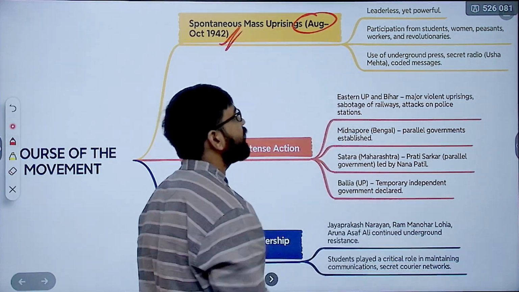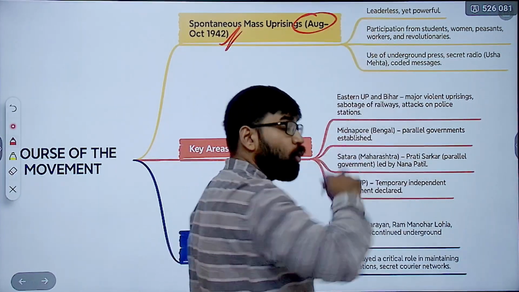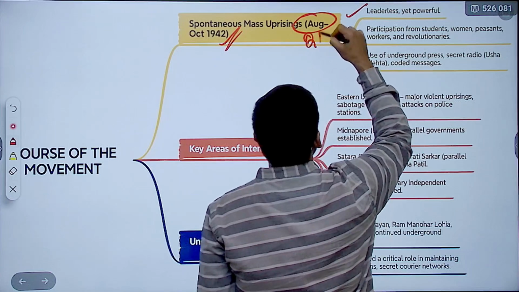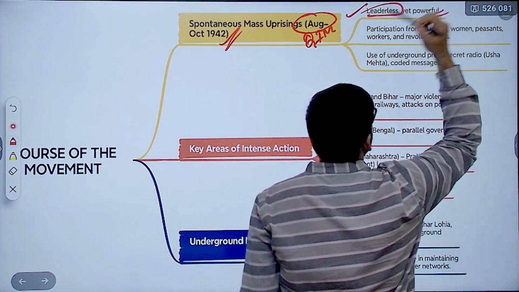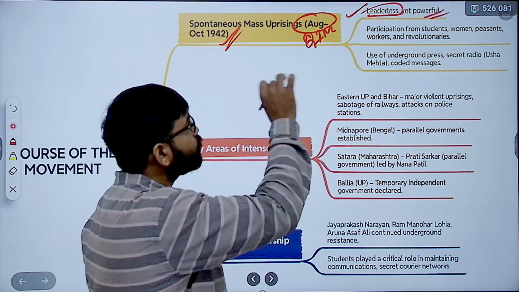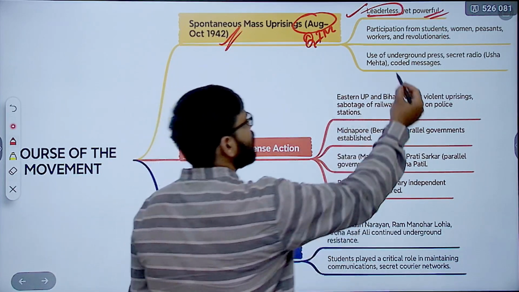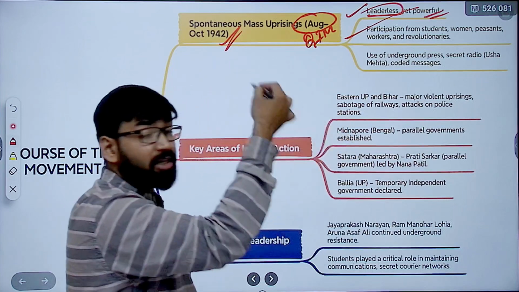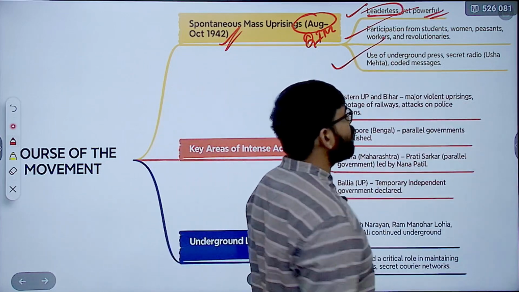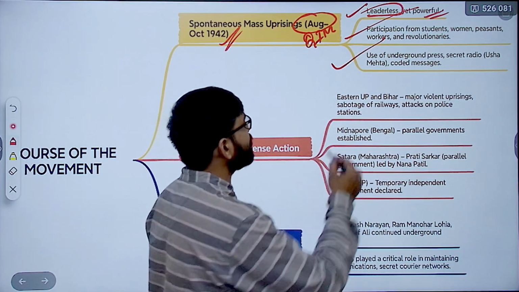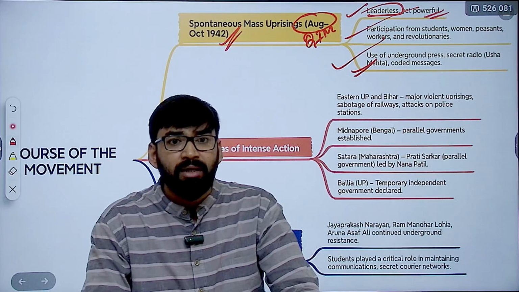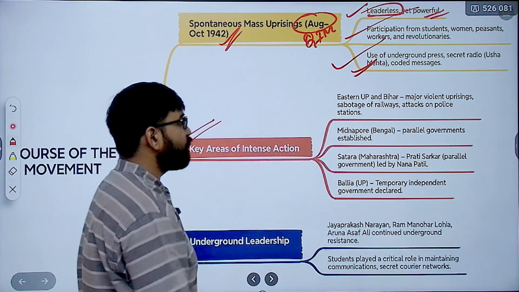August to October 1942. So the moment all the forefront leaders were arrested, during this period, the Quit India movement became leaderless, but it was powerful because now each and every section of Indian society participated in this movement. Participation from students, women, peasants, workers, revolutionaries, everyone participated. Then use of underground press, secret radio by Usha Mehta, coded messages were sent. These things were there.